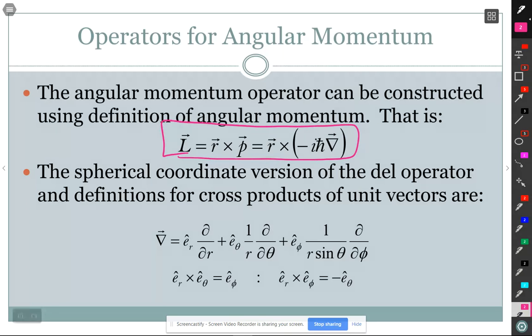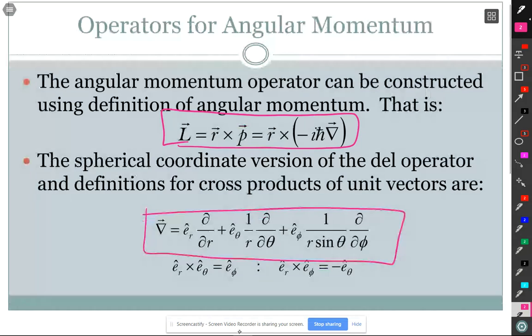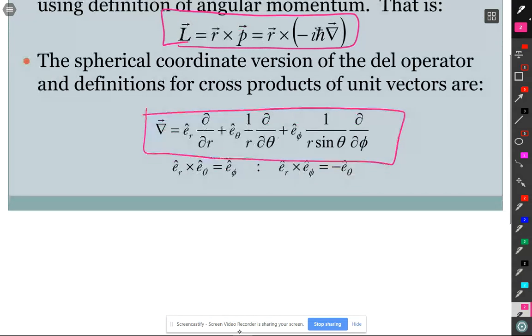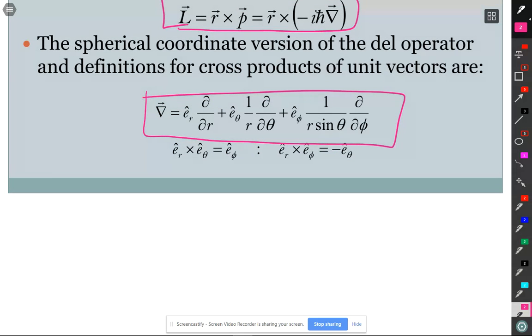It's r cross p, and so putting in our momentum operator, minus i h bar del, or gradient, we have in spherical coordinates, here's what that gradient operator is. And so we first need to say, what is this going to be? So how do we find a cross product? What was our mechanism? Find the perpendicular parts, so you had to do the matrix. Yeah.